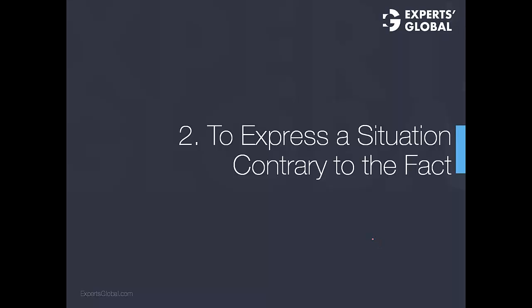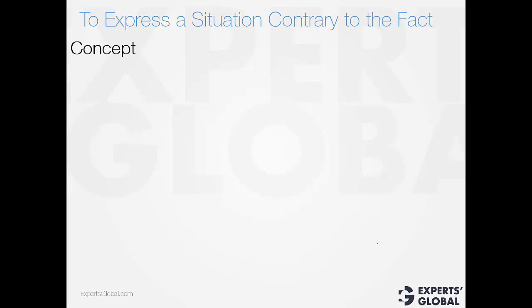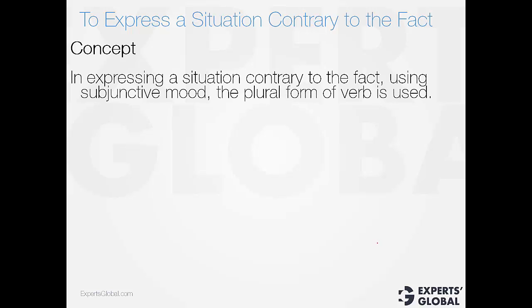The second usage of subjunctive mood is in expressing a situation contrary to the fact. Let's take a deeper look. The concept is that in expressing a situation contrary to the fact using subjunctive mood, the plural form of verb is used.